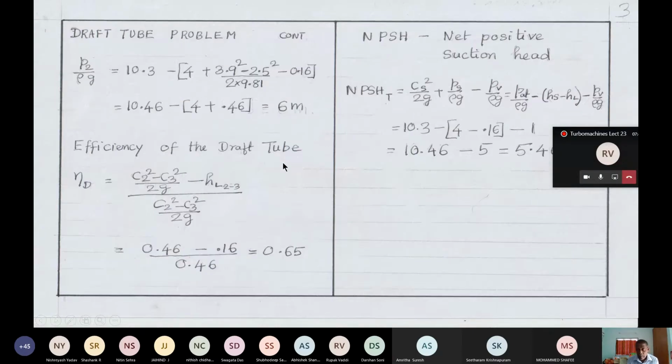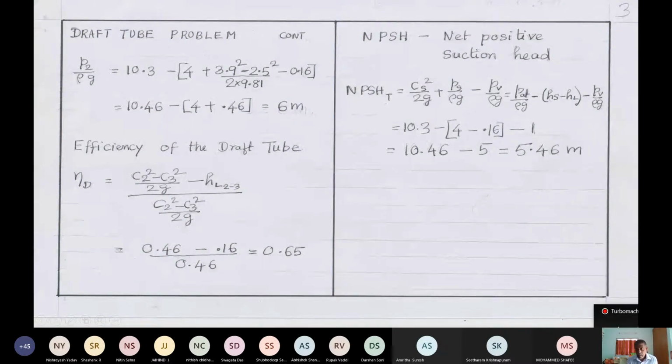Okay, so that equation again it is written. 10.3 minus 4 plus (3.9 square minus 2.5 square) by 2 into 9.81, minus the head loss in the draft tube. So totally it amounts to 6 meters. So this 6 meters is the absolute pressure. The absolute atmospheric pressure is 10.3. So this is only 6. So what is the vacuum head here?